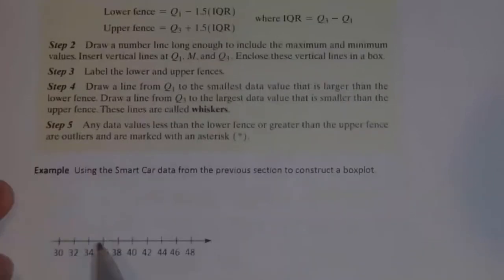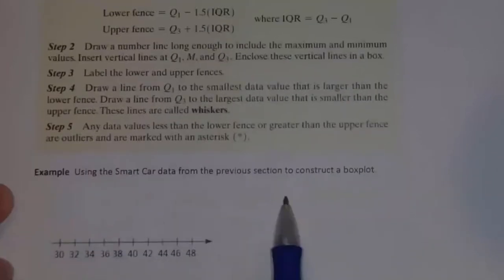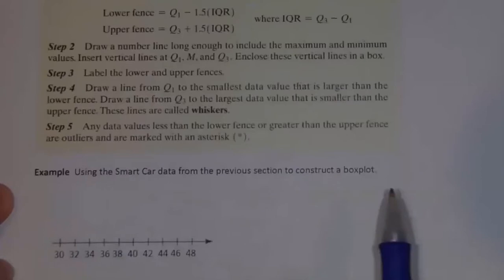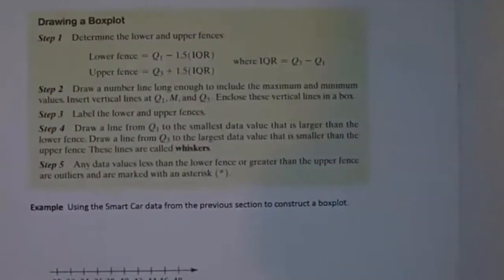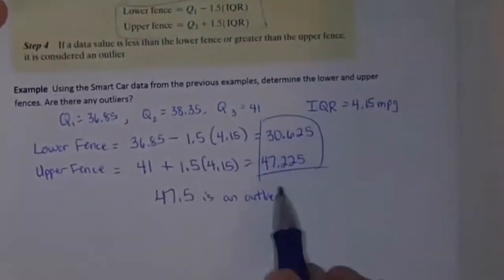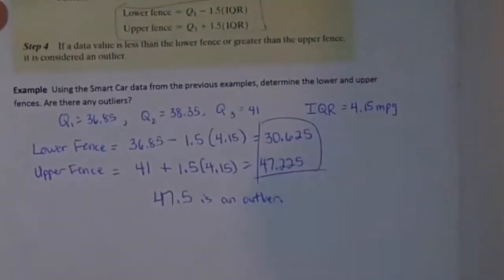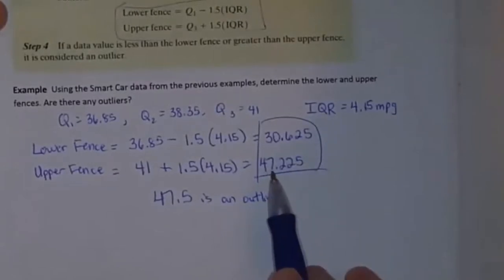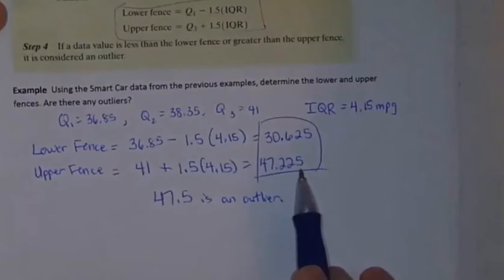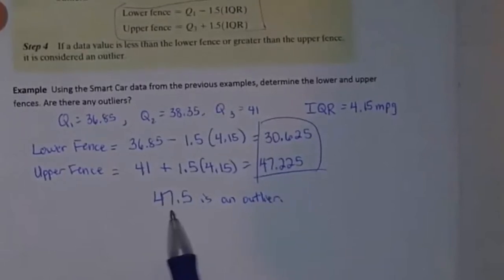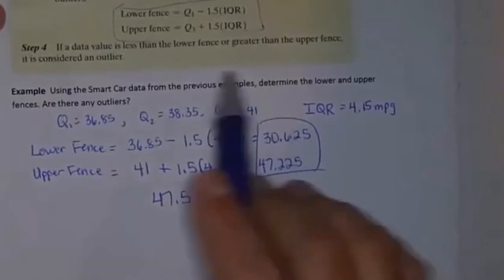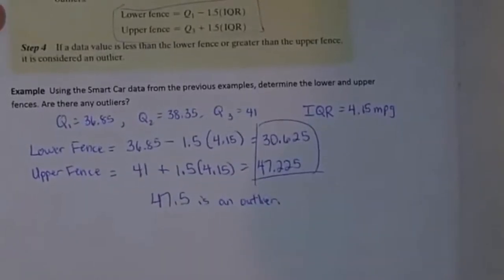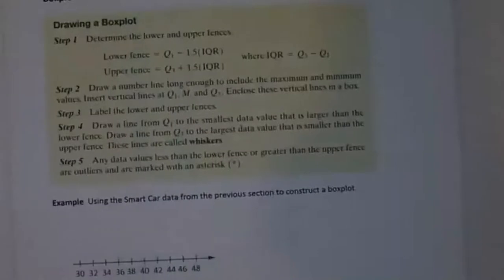So, using the smart car data from the previous section, construct a box plot. Now, in the previous section, we identified the lower fence to be 30.625. We identified the upper fence to be 47.225, and that meant that the data value 47.5 was an outlier. So we've already done the work that we need to construct a box plot.